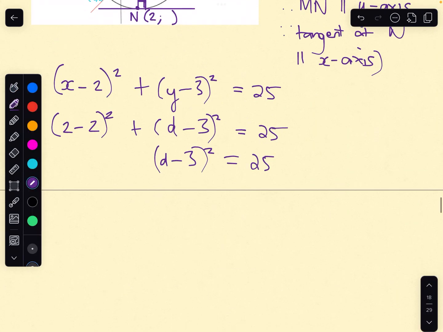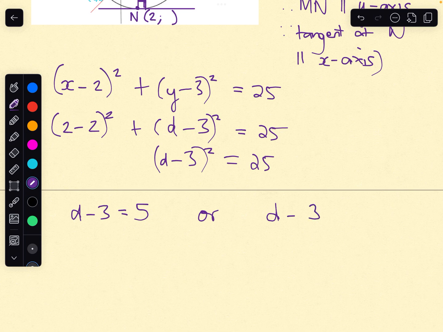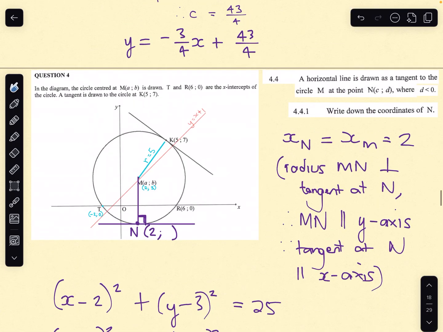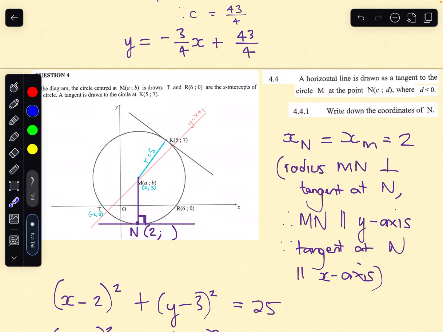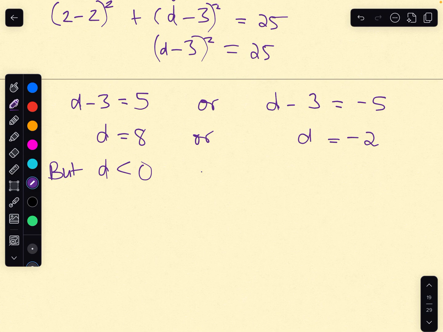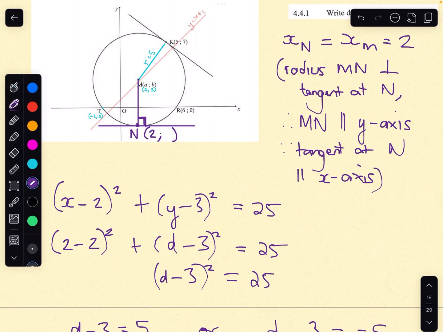Okay, so that means that d minus 3 is either equal to 5 or d minus 3 is equal to minus 5. So d is either equal to 8 or d is equal to minus 5 plus 3, which is minus 2. And because we know that d is negative, right, that's what we were told at the start, then we know that d is actually equal to negative 2. So the y coordinate here is negative 2.